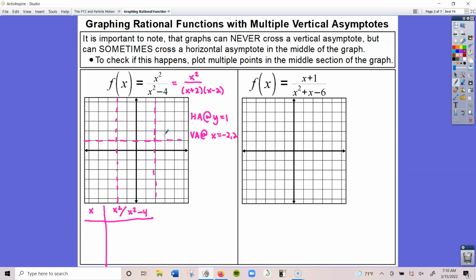Now when we have two vertical asymptotes, we know that a horizontal asymptote is going to block your graph from going across from it. However, that's only for the ends.